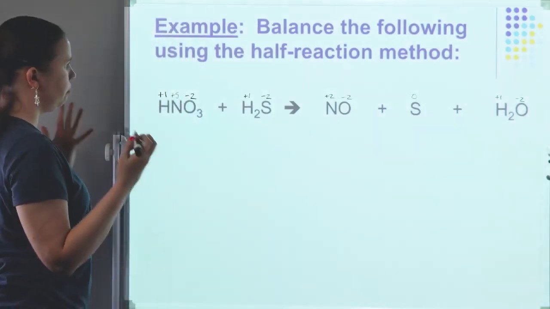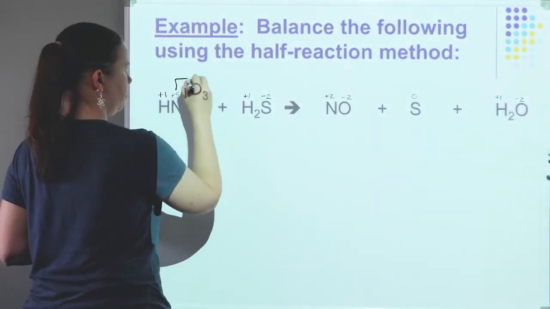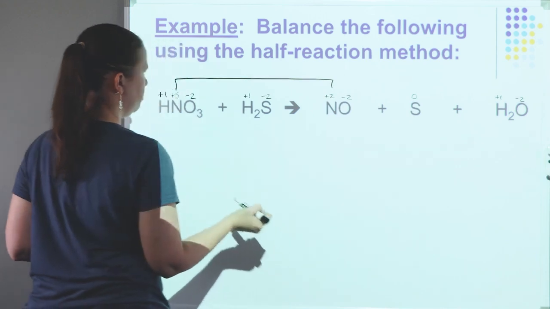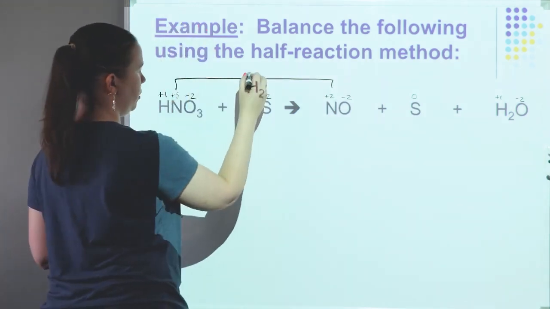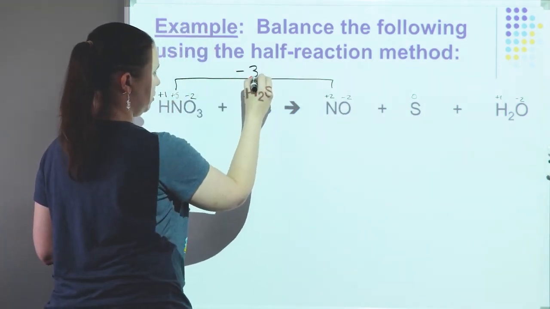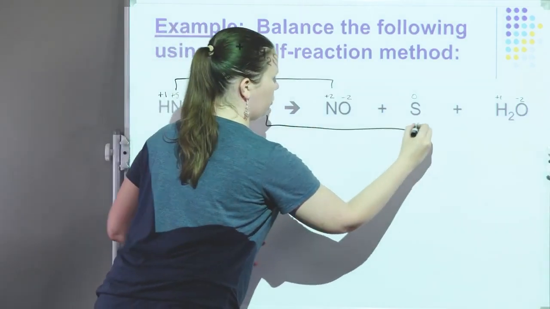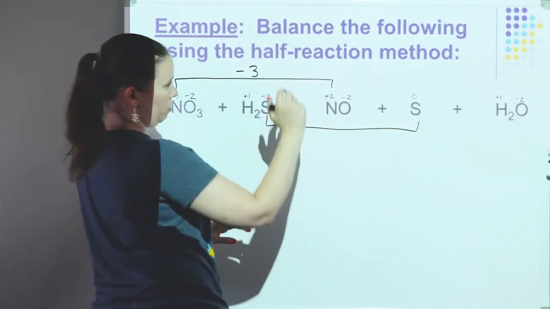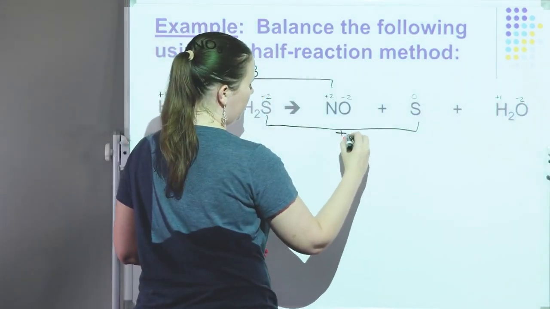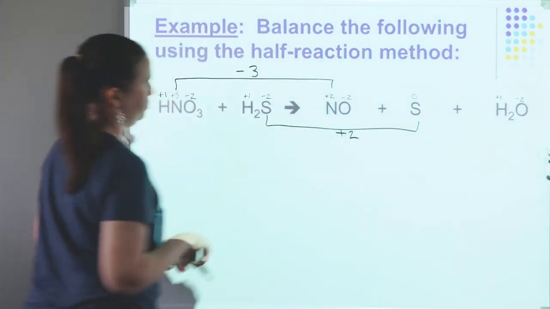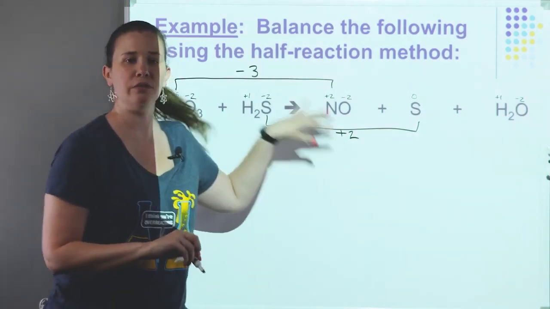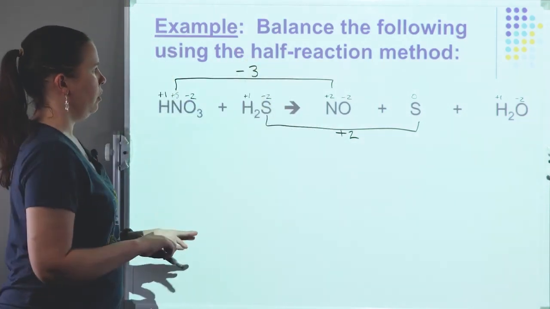So what's my change? I see a +5 on the nitrogen to a +2. So going from +5 down to +2 would be a decrease of 3. And then it's the sulfur, that's the other change. Going from -2 up to 0 would be a loss of 2. So you can see how those are different. This is our entire problem.